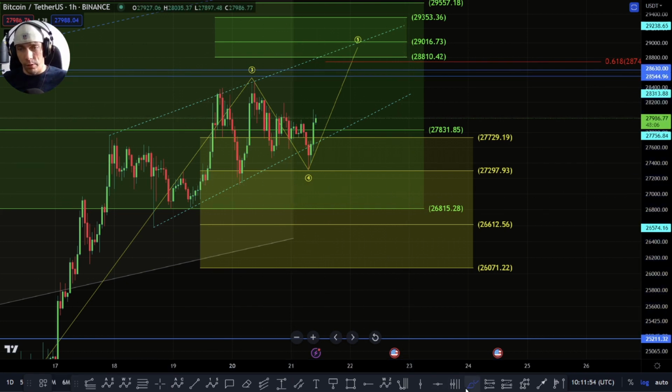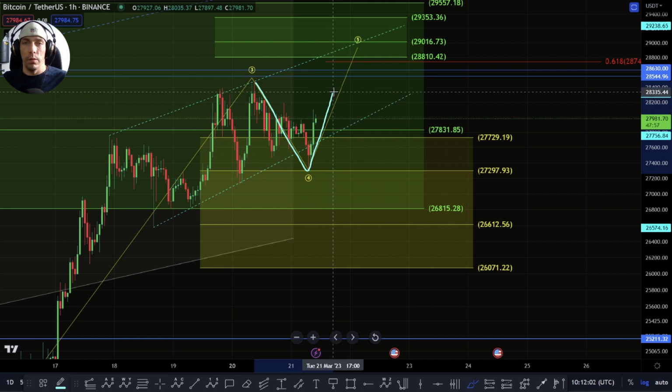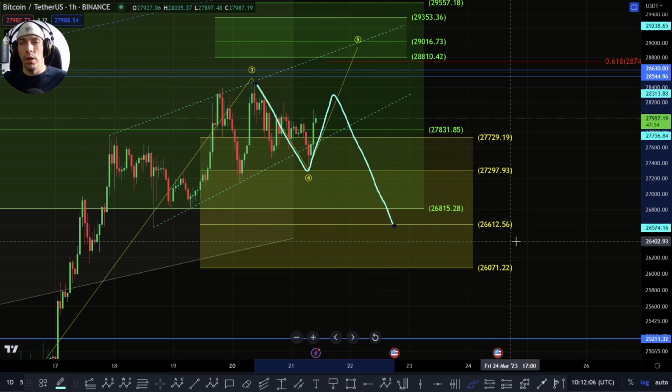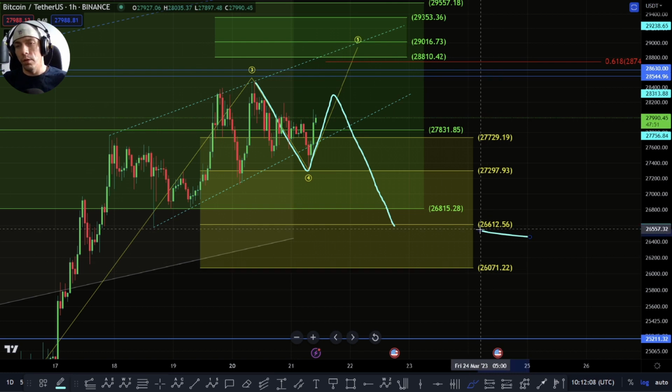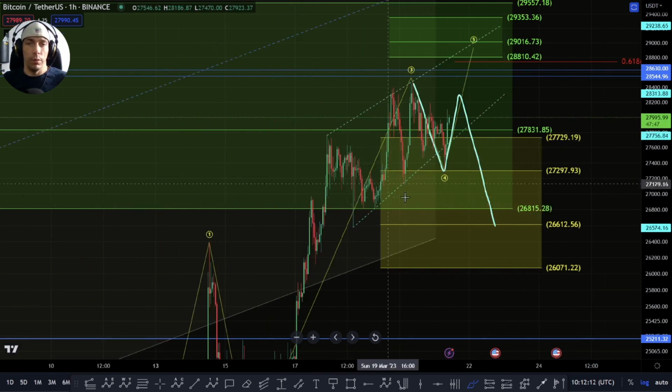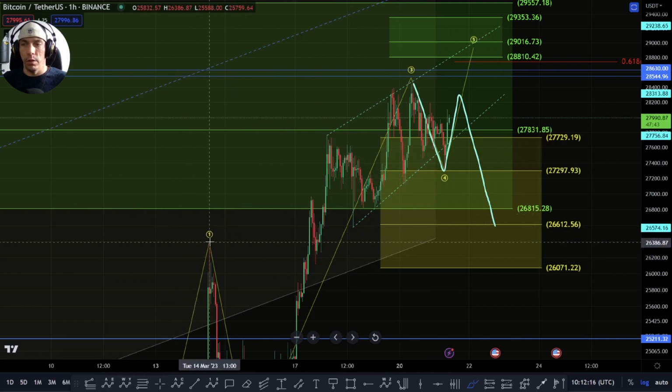And the way that we'd have to look at this is that we've had a WXY here. This could still not be completed. We could form this as a W, move up and form another X wave here, and push down lower and potentially come down towards this 26,612 area. That would still be a viable count because we wouldn't cross this wave one high. Invalidation of this would come by crossing 26,386.